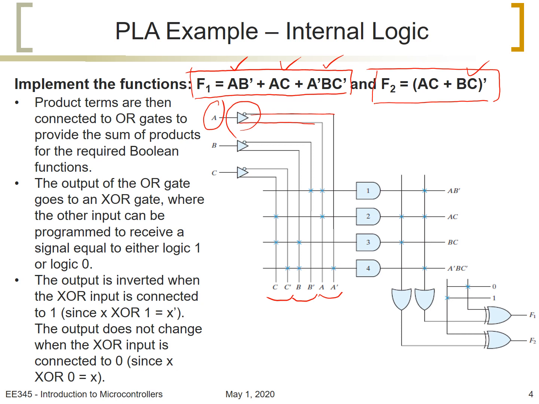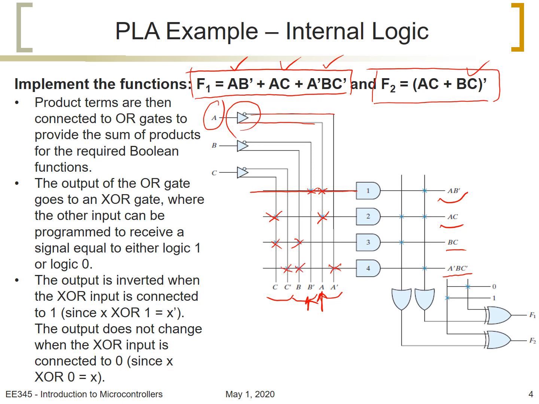The product terms are programmed like this. We make inputs to this AND gate by putting a cross here, so we connect it to here and to here. So it's connected with A and B prime. So this is AB prime. And the other one, A and C, so it's connected with A and C. The third one, B and C, we connect it with B and C. And the last one, A prime, B, C prime, so we connect with A prime and B and C prime.